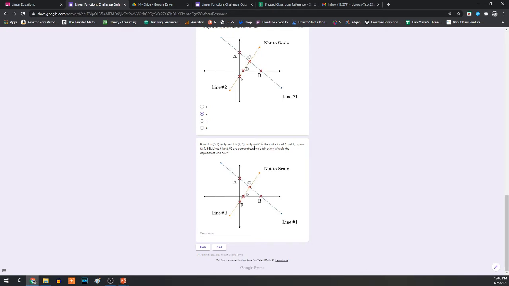All right. Point A is 0. Okay, same thing. It sees the midpoint, and it tells you the midpoint. Oh, man. Look at that. Lines 1 and 2 are perpendicular. What is the equation of line 2? Dang. Okay, now this is a tricky one.